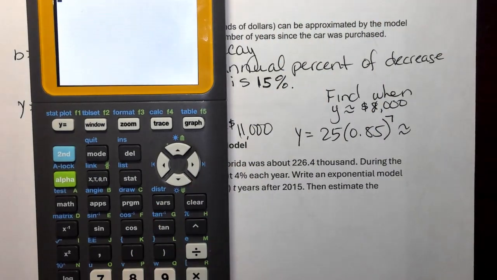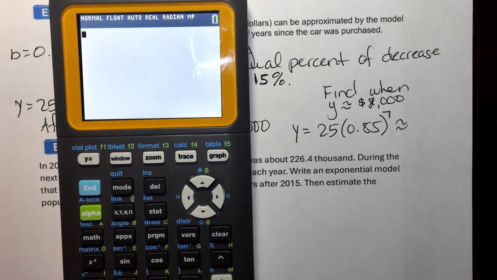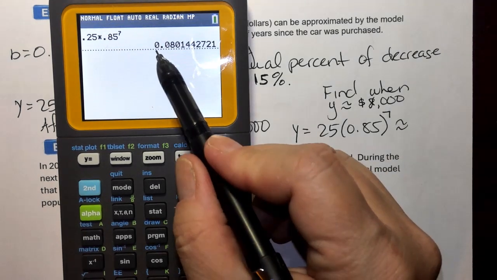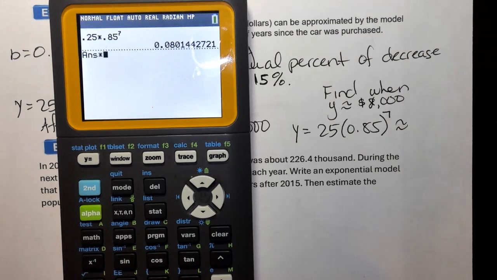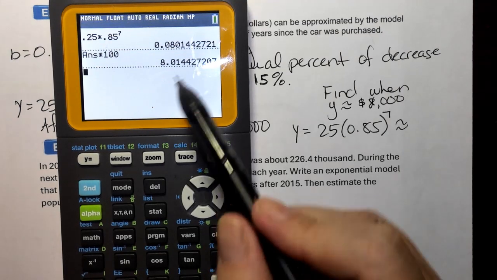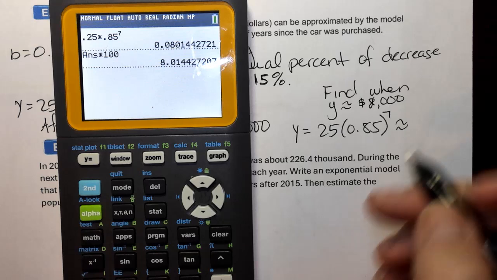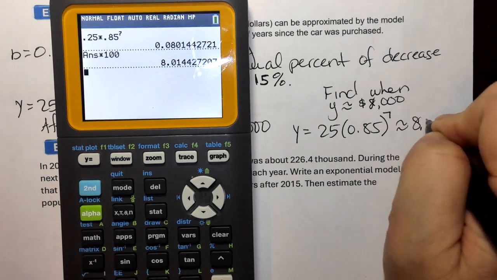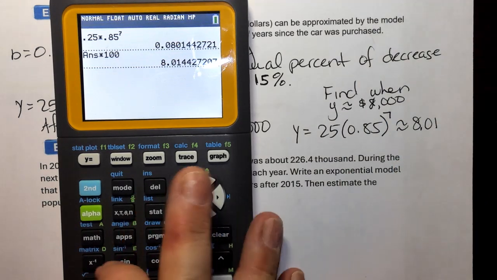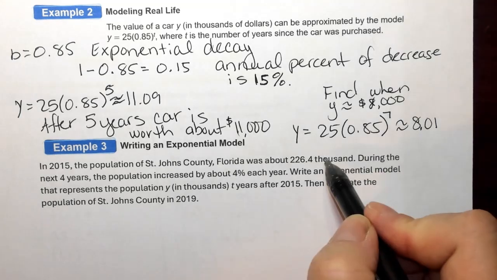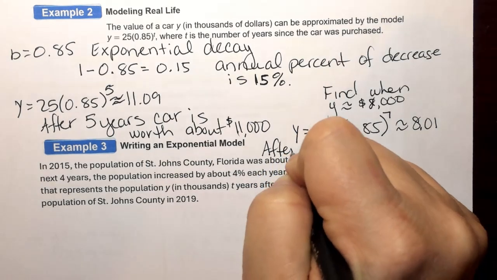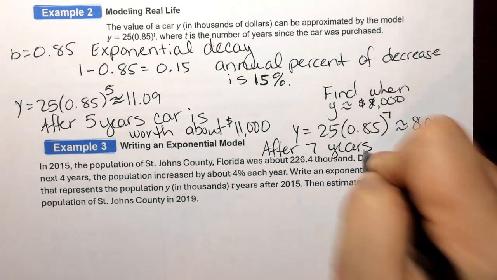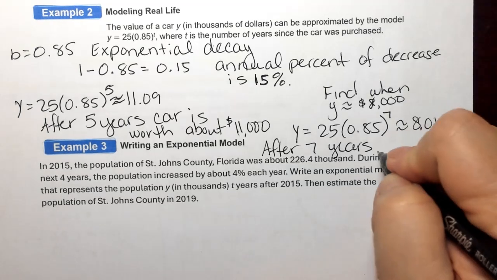Just going to plug it into the calculator. We have 25 times 0.85, and we are going to raise it to the 7th power. If we move our decimal 2 places to the right, or multiply by 100, we would get 8.01. So y would be approximately 8.01. That looks pretty good. So we would say after 7 years, the car would be approximately $8,000.